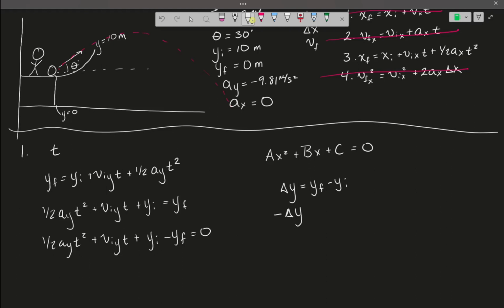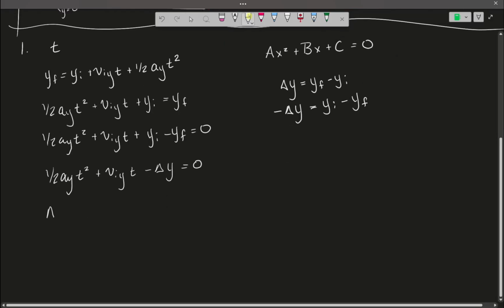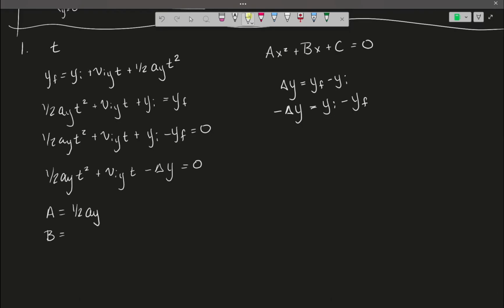If I make this a negative delta y, then I get y initial minus y final. So this makes our equation 1/2 acceleration in the y direction times time squared plus my initial velocity in the y direction times time minus delta y. So now I need to identify the a, b, and c parts of this equation. So a is 1/2 acceleration in the y direction, b is going to be my initial velocity in the y direction, and c is going to be negative delta y.